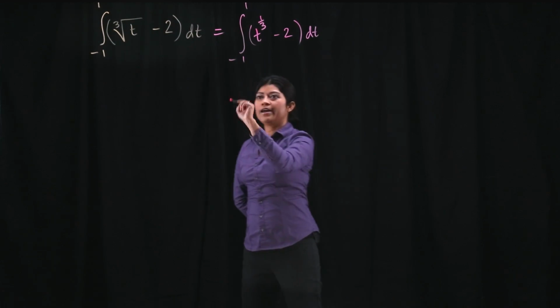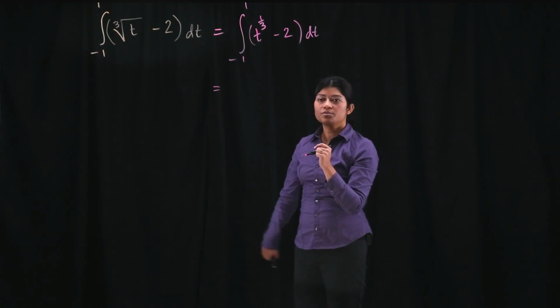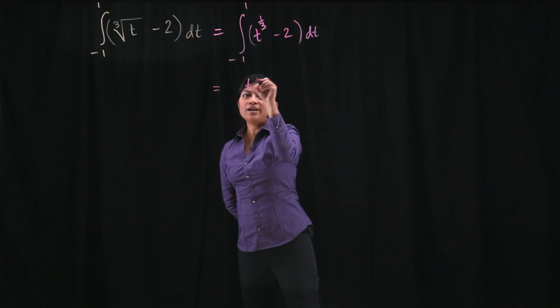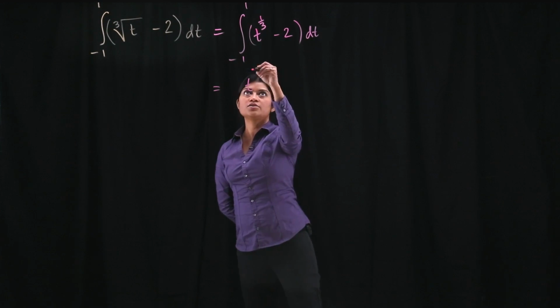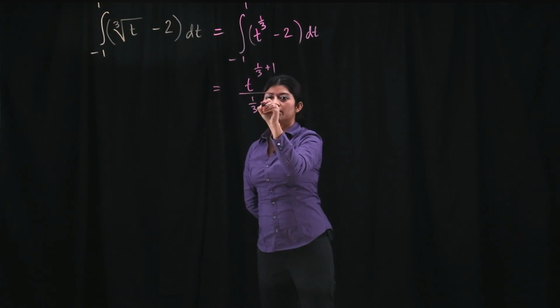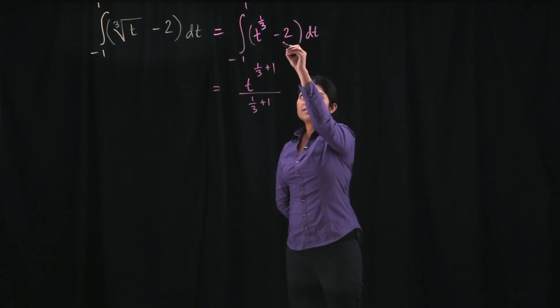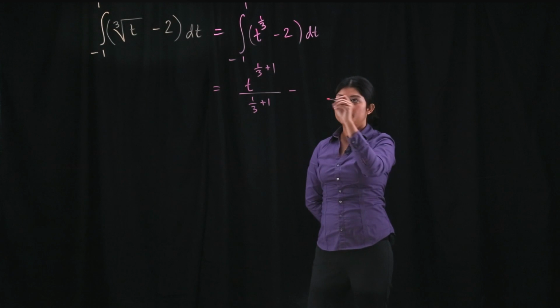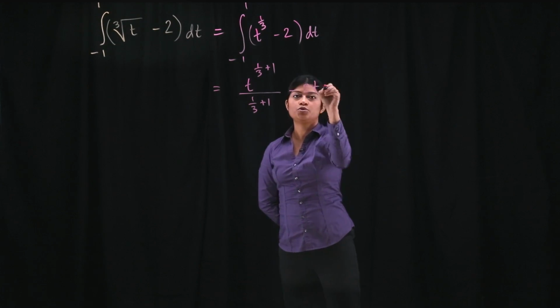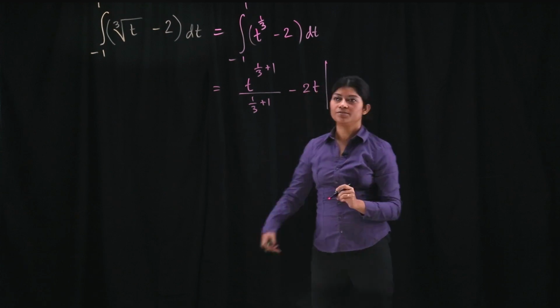Now, let's apply the power rule for the first term. So remember what the power rule is. You add 1 to the power. So it becomes t to the 1/3 plus 1. And you divide by that same constant, 1/3 plus 1. And then for the next term, it's -2. And what is the antiderivative? It's -2 times t. So there you go.